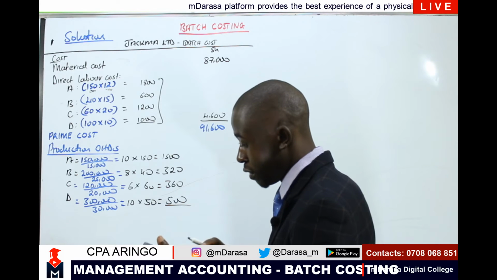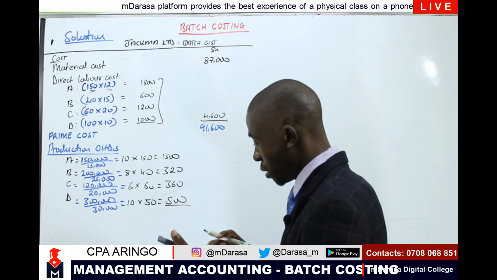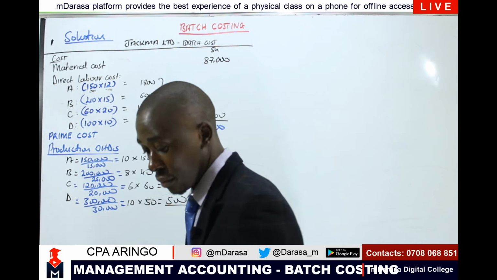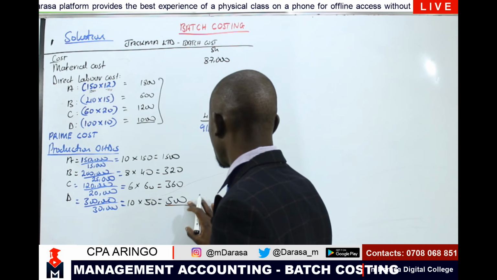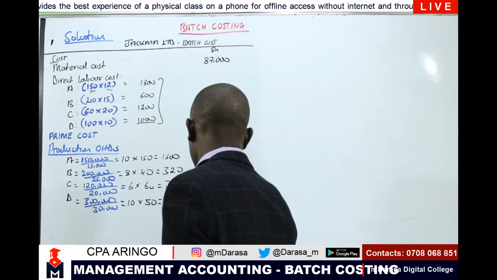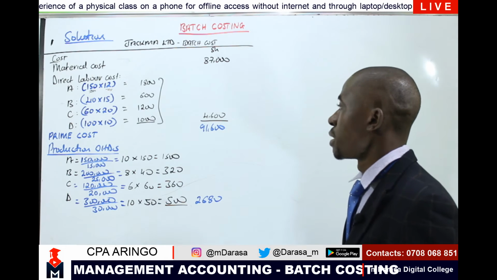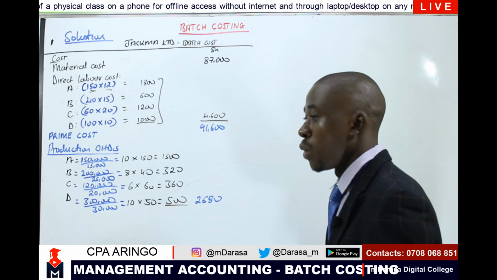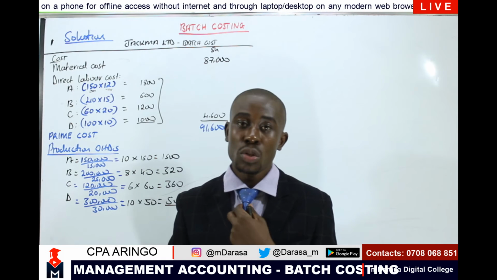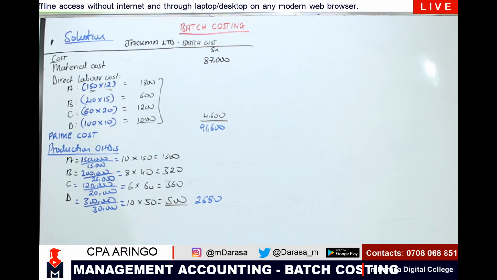Solving this case, the same concept now to determine our production overheads for these departments, I'm going to multiply the overhead absorption rate by the number of hours. In the first case, I'm having 150. For B, I'm having 40. For C, we have 60. And for D, we have 100. So I'm having A, B, C, and D.